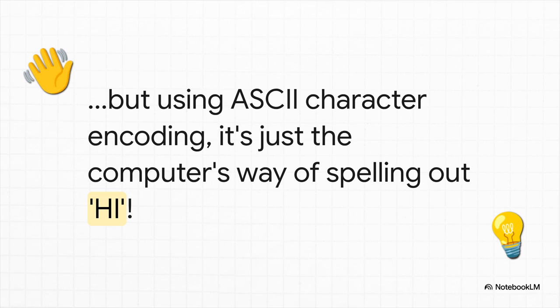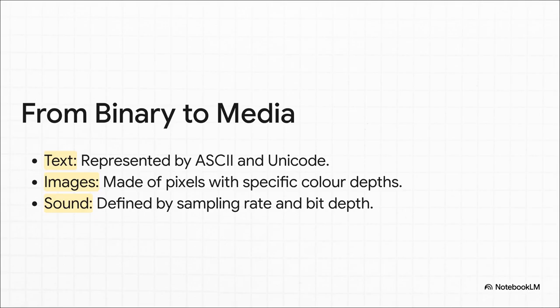It's a perfect example of how really simple building blocks, just those zeros and ones, can be combined to create complex, meaningful results. And that simple principle applies to, well, everything. Text is just binary codes that represent letters and symbols. Images are just a grid of pixels where binary tells the computer the exact color of each one. And sound? That's recorded by taking thousands of tiny digital snapshots every second. It's all just zeros and ones, arranged in incredibly clever ways.